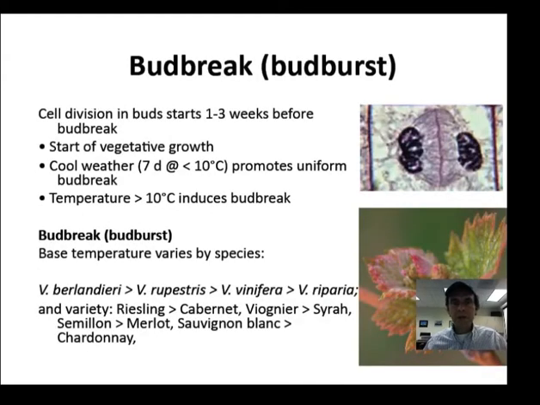Then we have bud break, and what happens at this time is that at the shoot tip we have meristematic tissue that is constantly reproducing, so there are big nuclei in the cells that are constantly dividing. The temperature plays a role here, so temperatures above 10 degrees centigrade induce bud break, and that changes according to different species.